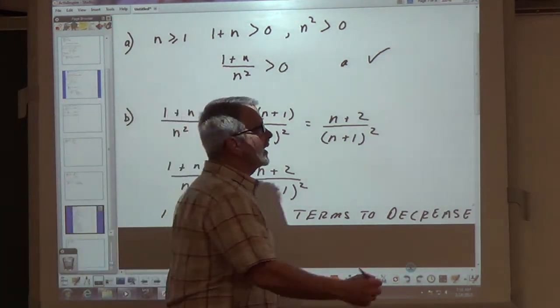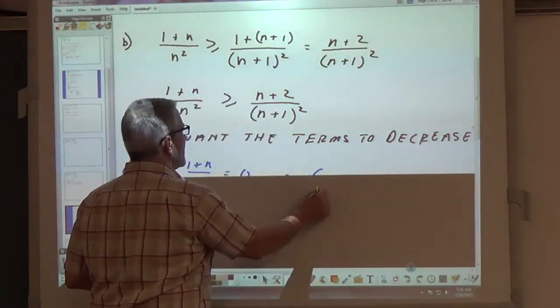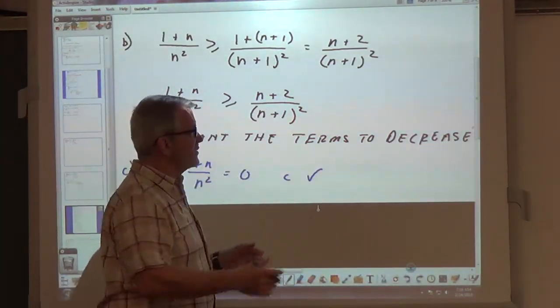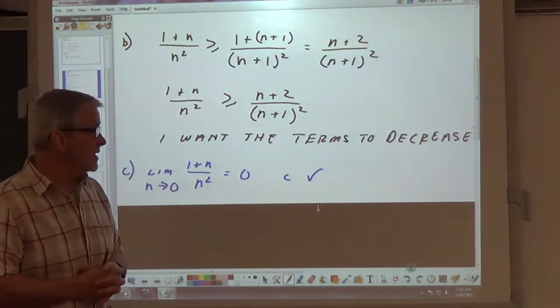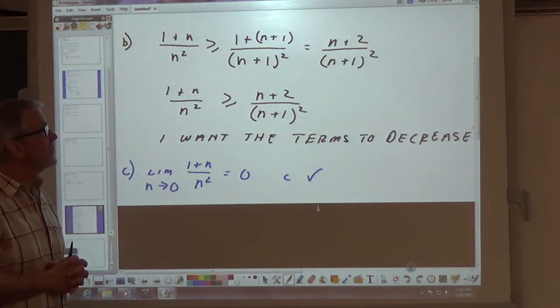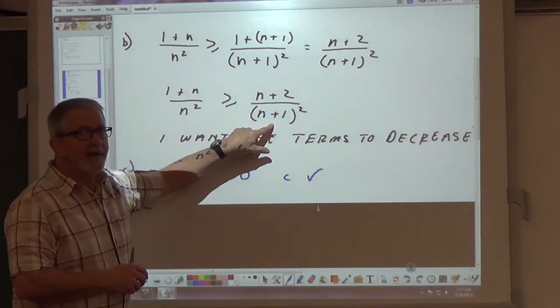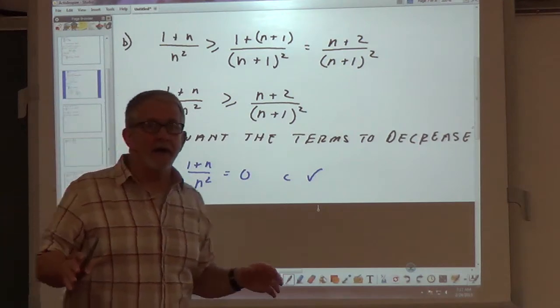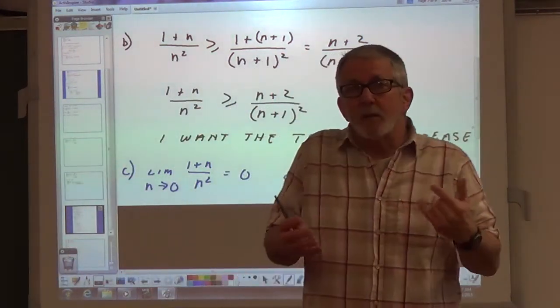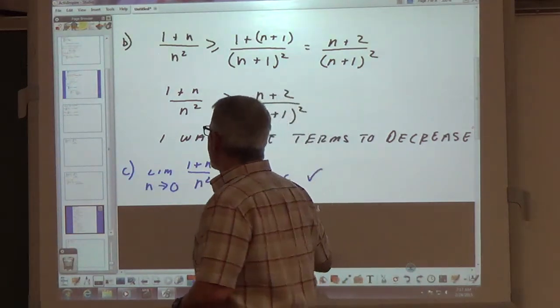And what I want, keep in mind from the very first discussion, I want the terms to decrease, those positive terms to decrease. Not only do I want them to decrease, I want them to decrease to 0. So I haven't verified B yet. I don't know that this is true. And that's not intuitive. You just can't look at that and say, oh yeah. Let's hold your horses for a minute.